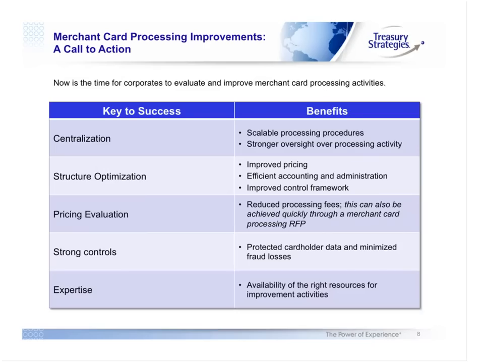The next is to optimize the structure by reducing the number of merchant card processors, streamlining whenever possible. You can get improved pricing. You can get efficient accounting and administration. You're working with fewer systems, so you can interface fewer systems more easily than you can a large number of systems. You will have an improved control framework. And then you have to think about pricing. Reduced processing fees can be achieved by doing a merchant card processing RFP.